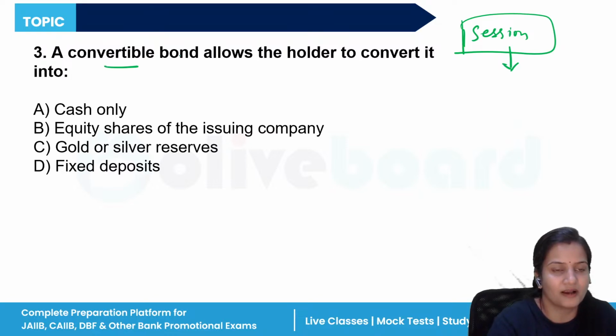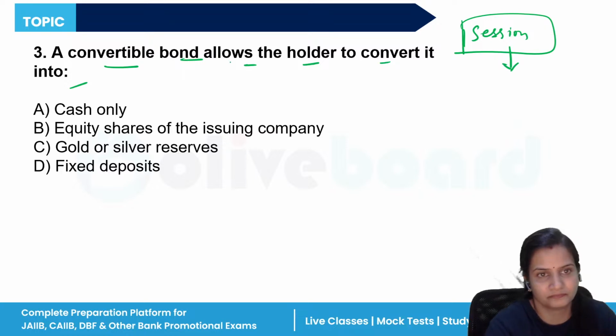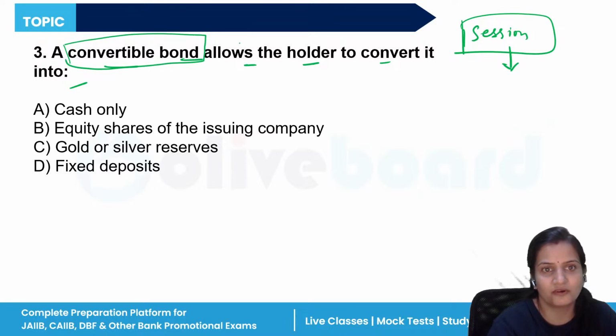Now, next question. A convertible bond allows the holder to convert it. You have heard of bonds. In this chapter, you have also heard what convertible bonds are. So these bonds are converted into which type of instrument?